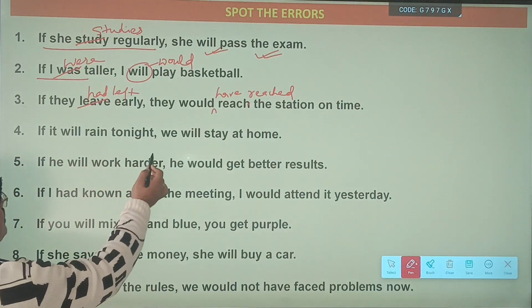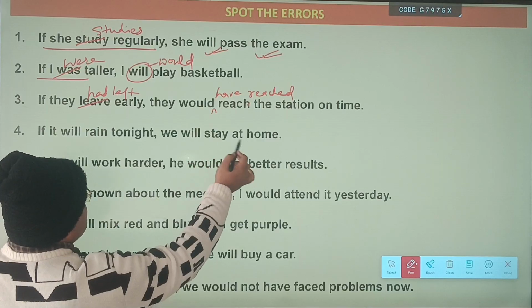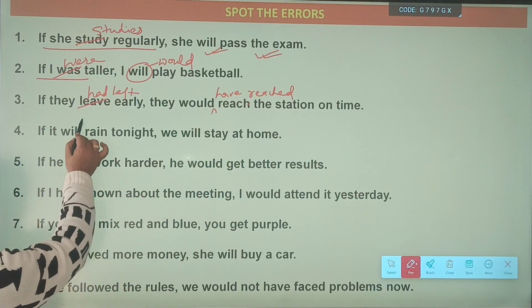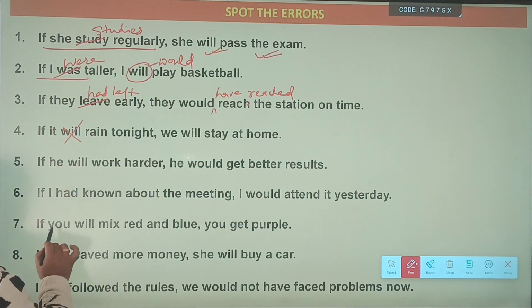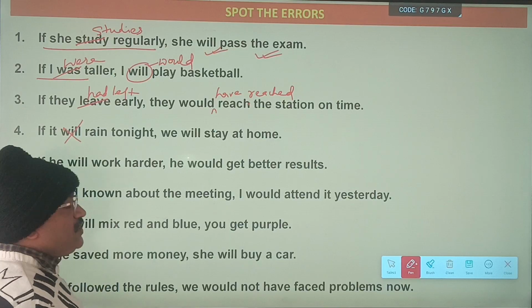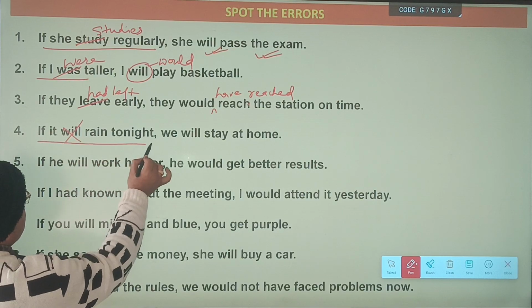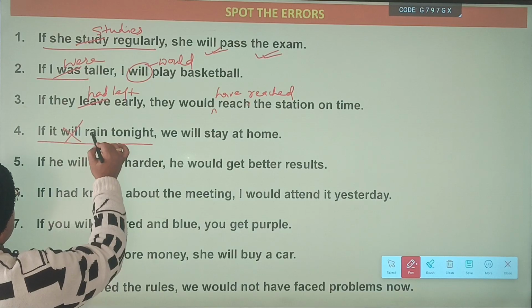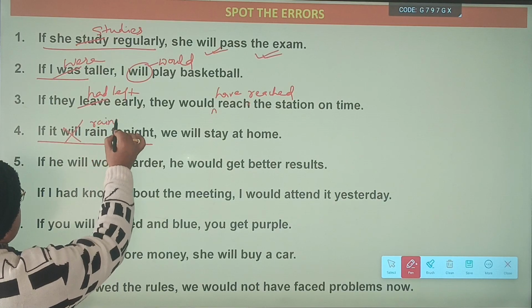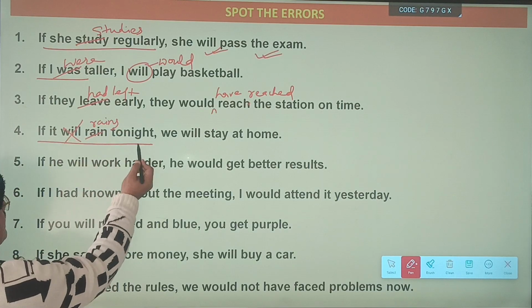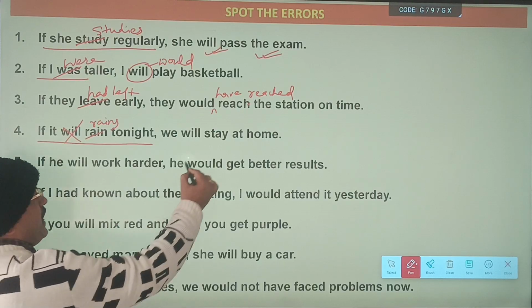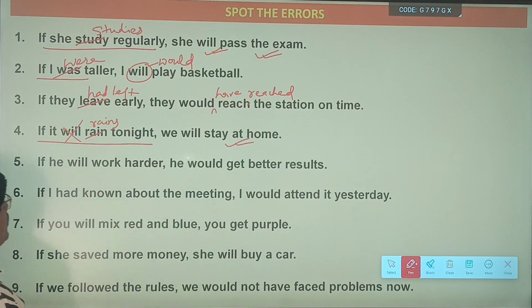If it will rain tonight, we will stay at home. What is wrong here? This is wrong. Why? Because this is first conditional sentence, and in first conditional sentence, the if clause is in what? Simple present. If it rains tonight, we will stay at home.